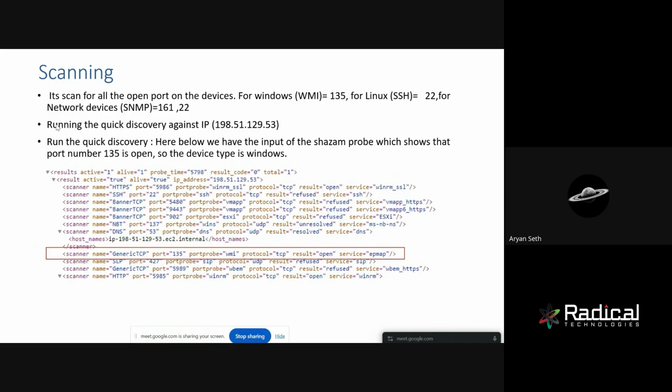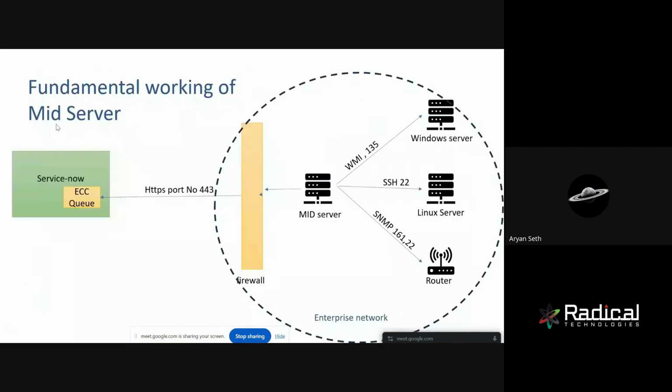Let's say your MID server, I'll open the diagram, is trying to communicate to this Windows server. But in the first discovery stage, it will check whether the port number 135 for Windows is open or not.